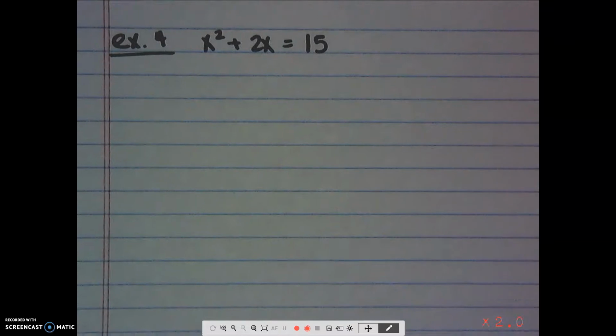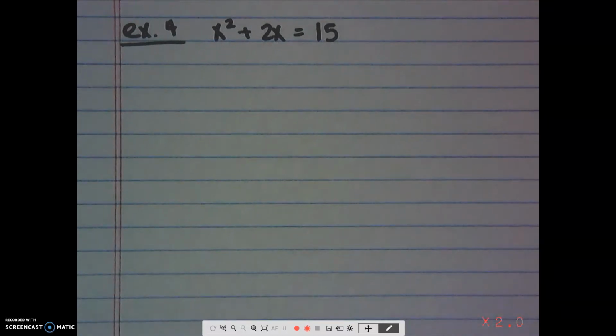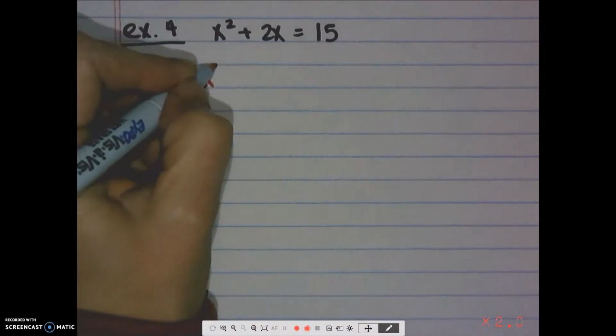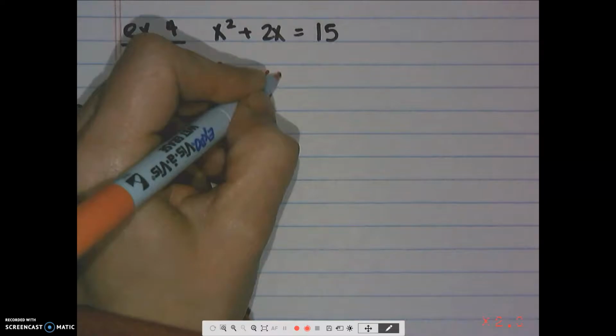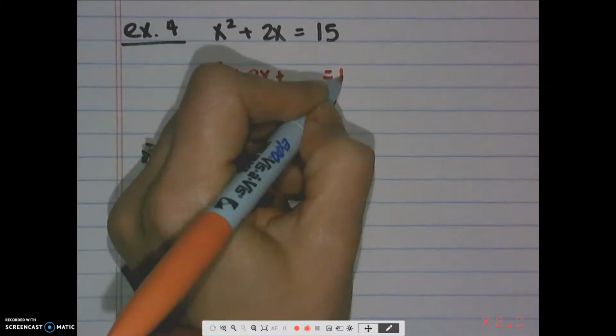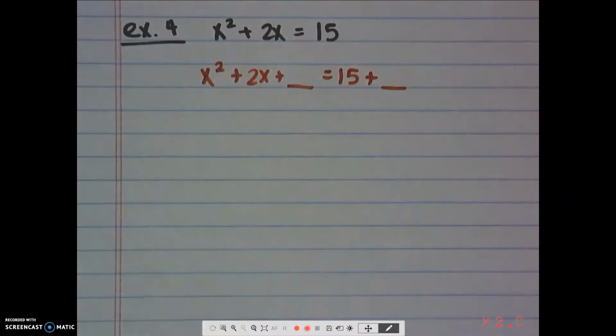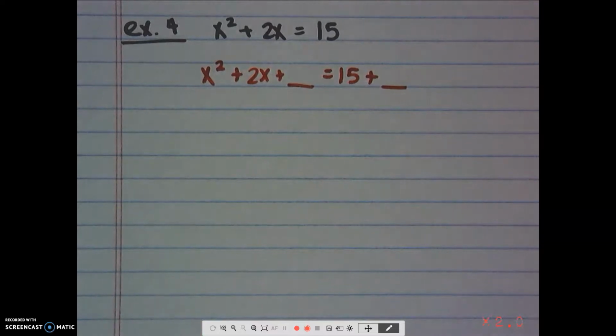So let's try one more here. We have x squared plus 2x equals 15. So for this question, we already have the x squared and the 2x separated out from the 15. So I'm going to add in those plus blanks. And you don't have to put those spaces in there, but I think it helps out a lot.